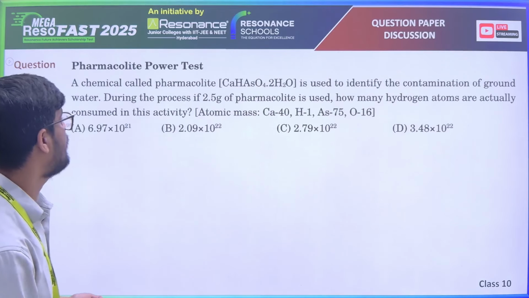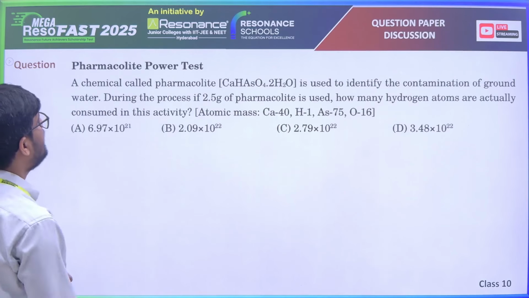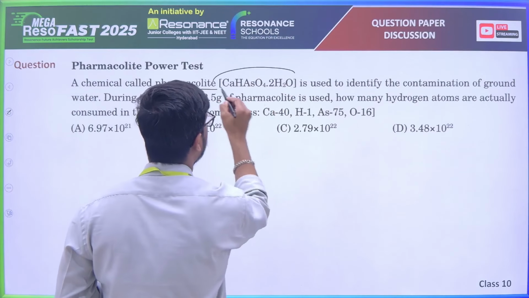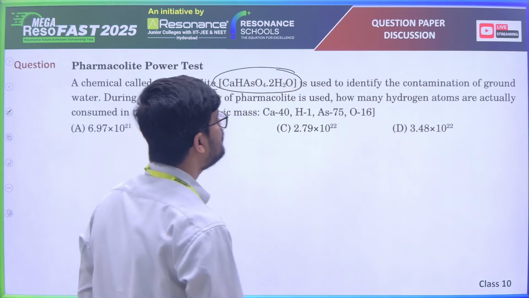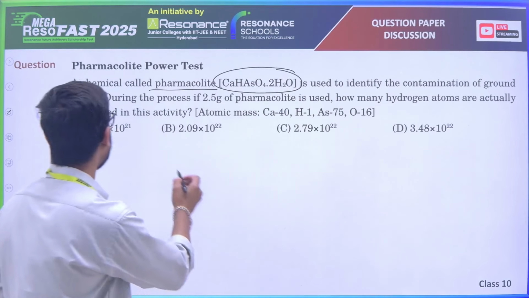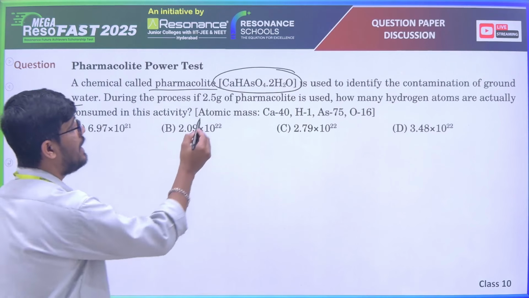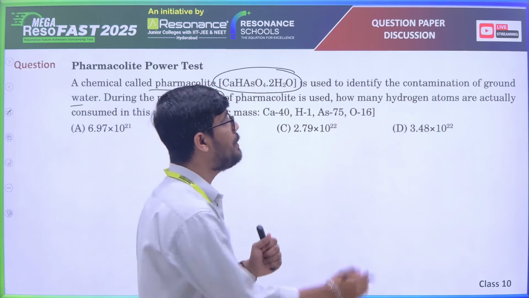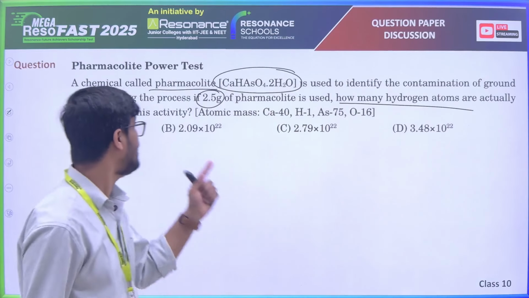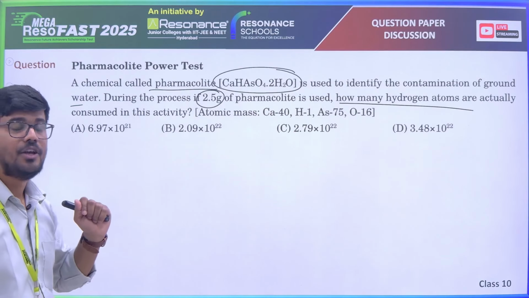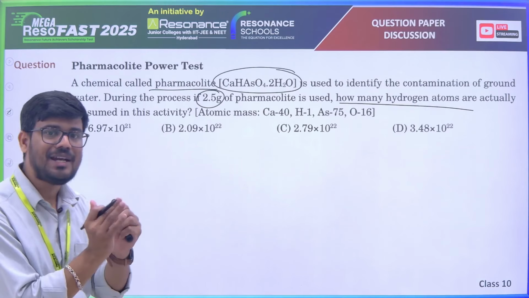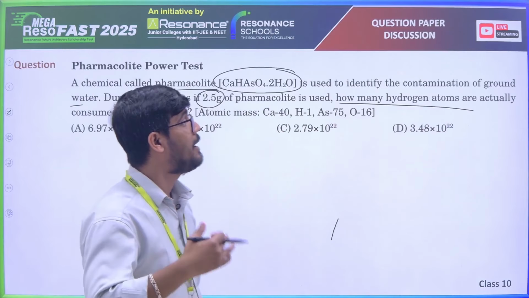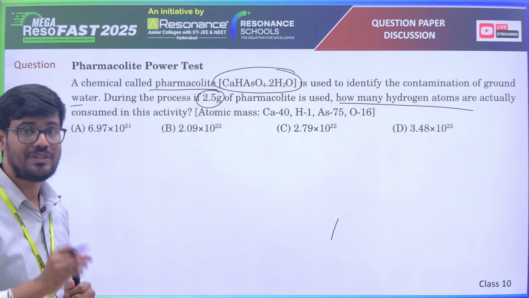Now come to our next question. A chemical called pharmacolite is used to identify the contamination of groundwater. During the process, if 2.5 gram of pharmacolite is used, how many hydrogen atoms are actually consumed in this activity? So our final target is to calculate the number of hydrogen atoms consumed in this activity.